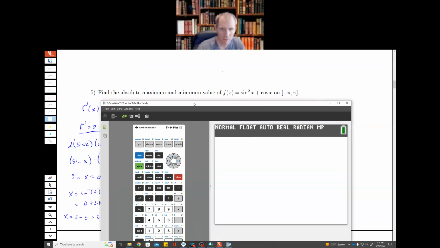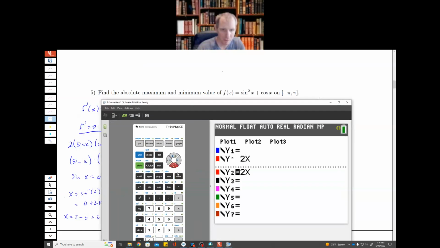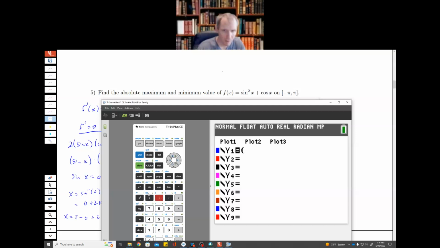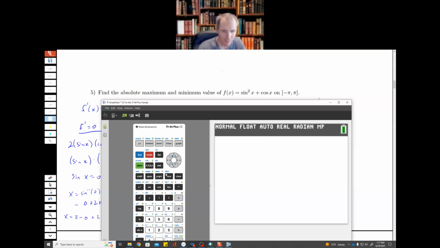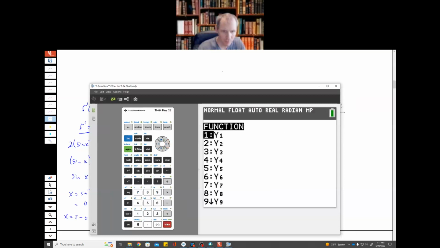Okay, so let's start by plugging this into my calculator. Plug the function in. Okay, there's y1. All right, we put in sine of x, which is then squared, plus cosine x. All right, so I go to variables, y variables, function, y1, and we'll just plug each one in one at a time.